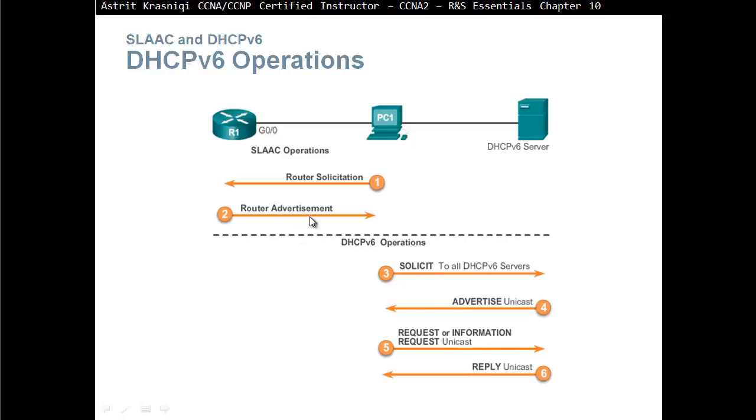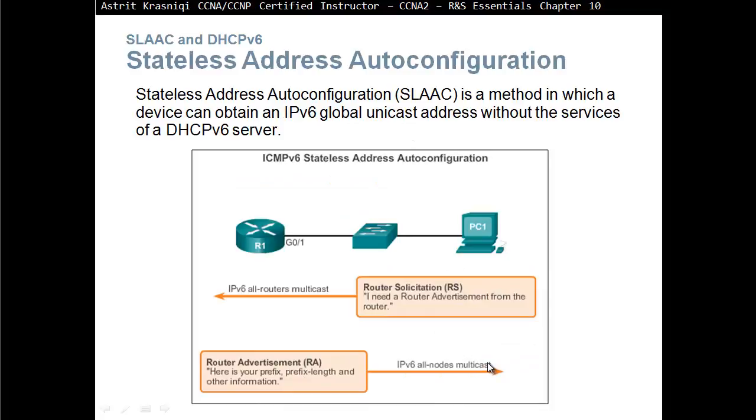So after the M flag 1, the client sends a solicit to find out where the DHCP servers are. Then the DHCP server will advertise the IP and other information to you. And then you can request and the DHCP server will send a reply. So: solicit from the client, advertise, request, and reply. Stateless address autoconfiguration is a method in which a device can obtain an IPv6 global unicast address without the services of the DHCPv6 server.